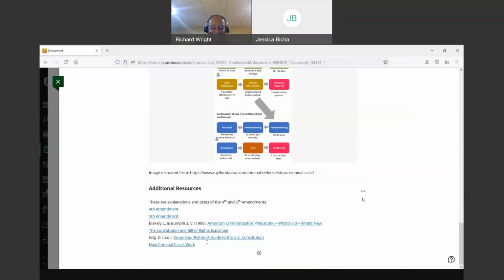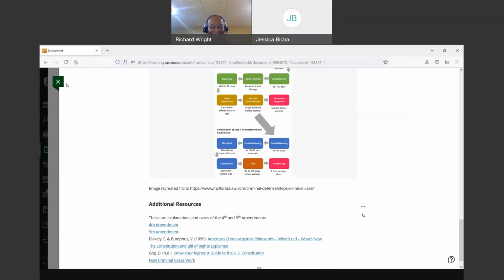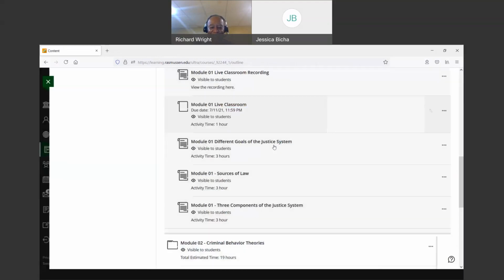Know Your Rights, a guide to the U.S. Constitution and how criminal cases work. That's where some of this information up here came from. It's funny, Know Your Rights. I used to do a radio show called Know Your Rights, but mine was spelled with W-R-I-G-H-T-S, but I talked about R-I-G-H-T-S as well. So, all right, you get that information.